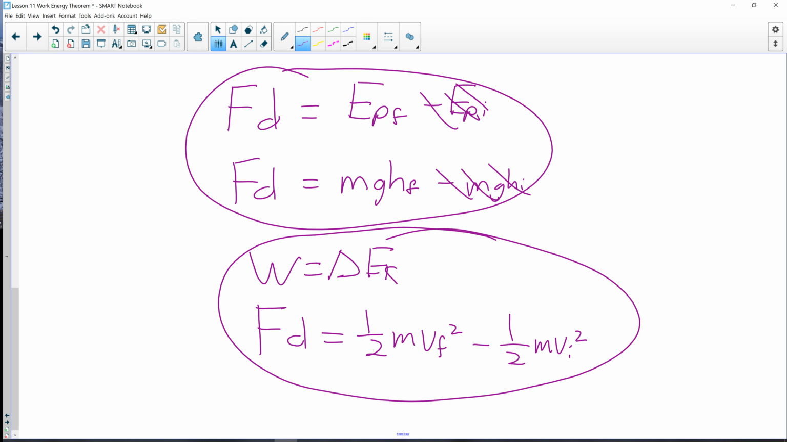It's work in either case. It's just what kind of energy are you changing? You have to be able to identify that based on is its height changing or its speed changing. If its height is changing, it's a change in potential. If its speed is changing, it's a change in kinetic. Is that pretty clear? That's how you identify.